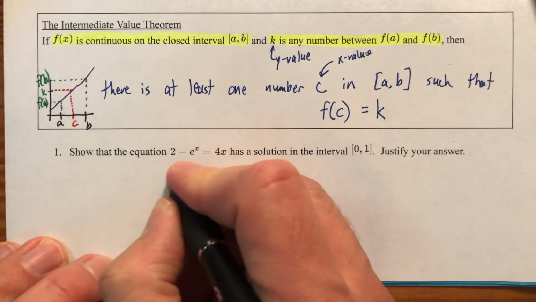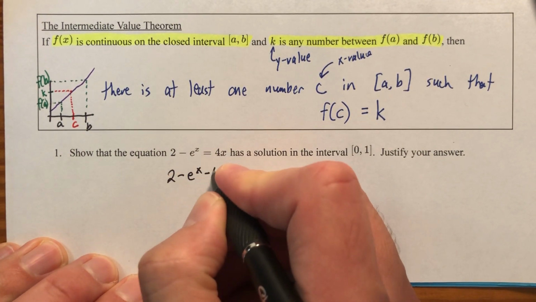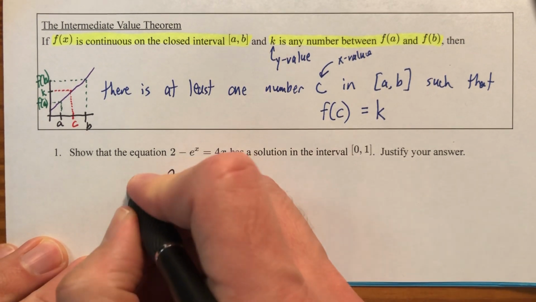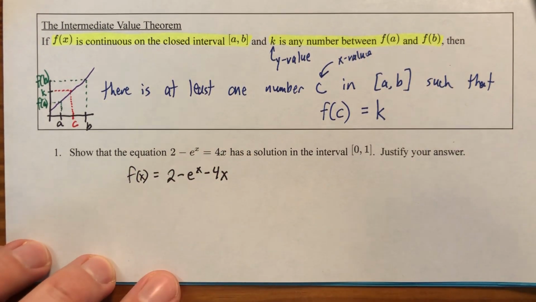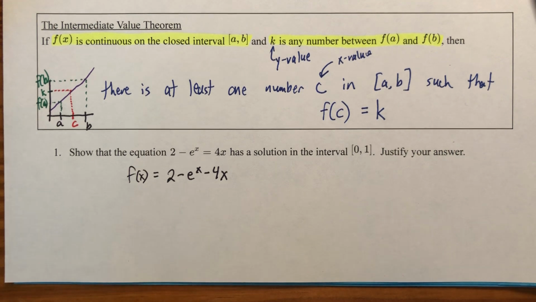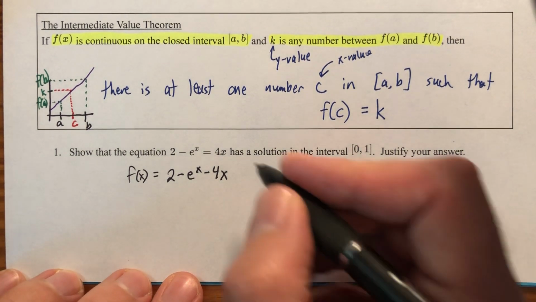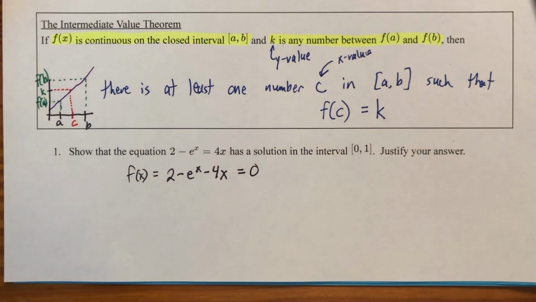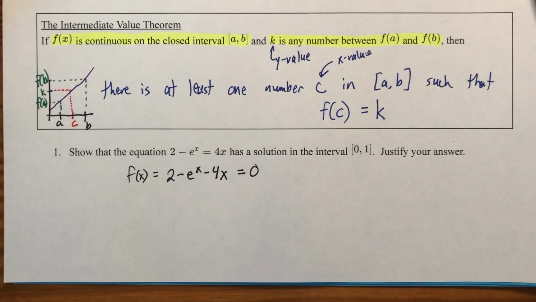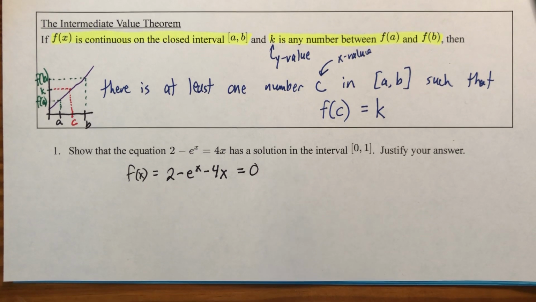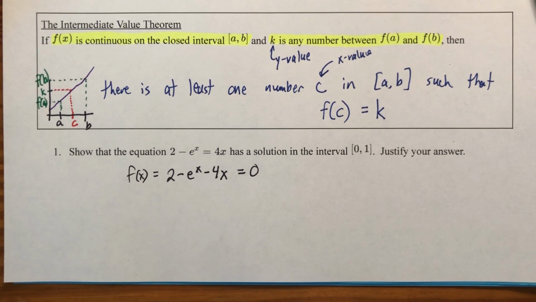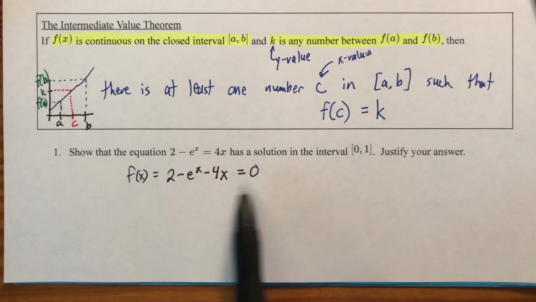So let's move everything over to one side, and we are going to define that as a function. And now that we have defined that as a function, we've moved everything over to one side, we're going to say that it has a solution by saying that it's going to equal 0. Okay, let's back up and just start all over. I want to show you not necessarily what the x value is, but I want to show you that there is an x value such that this is true.